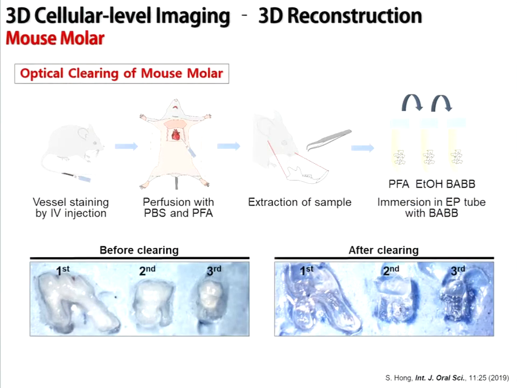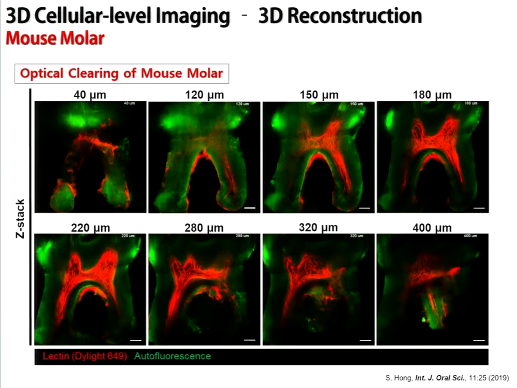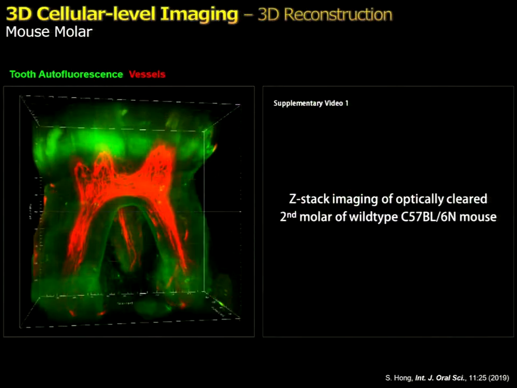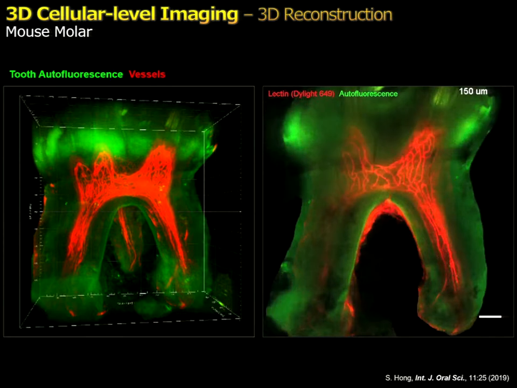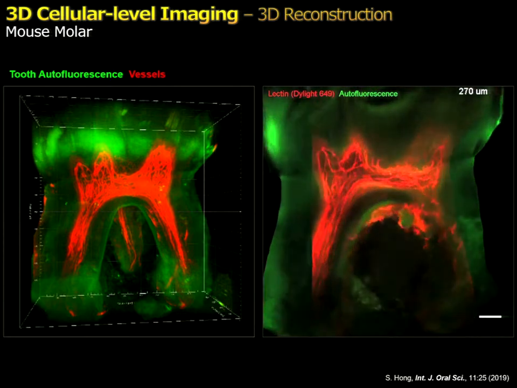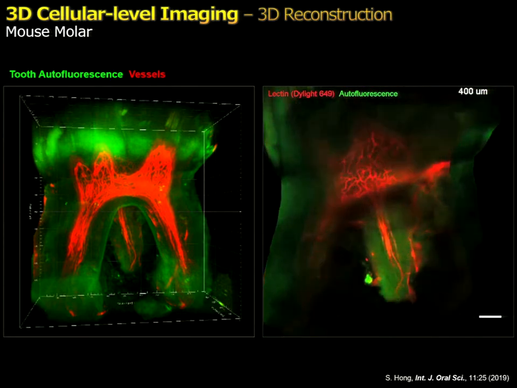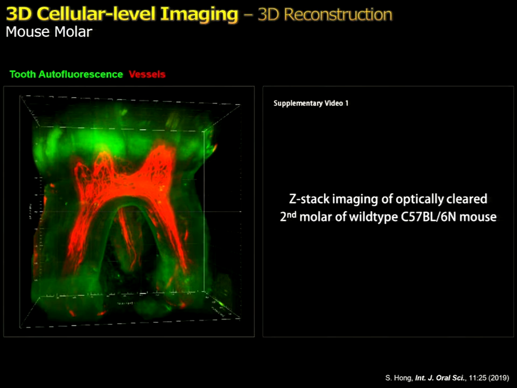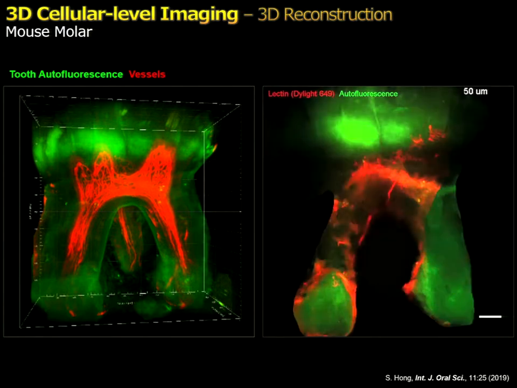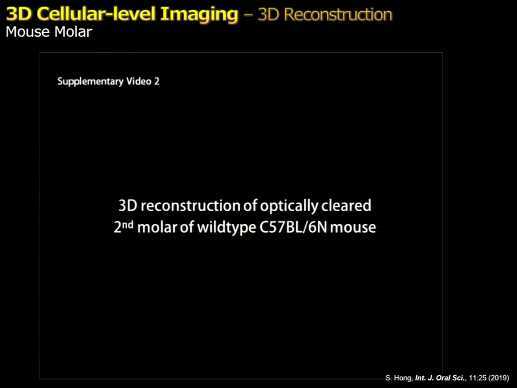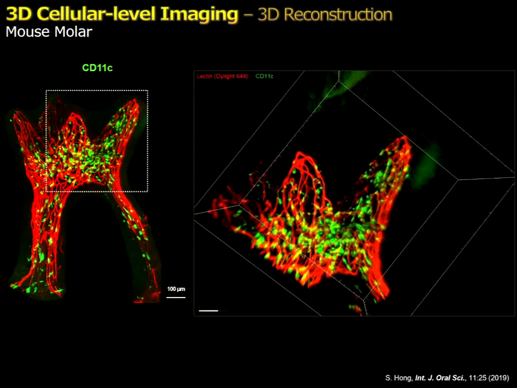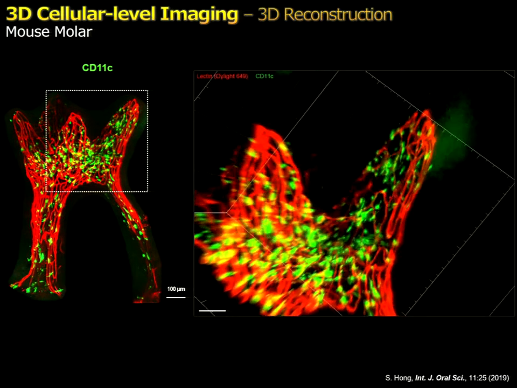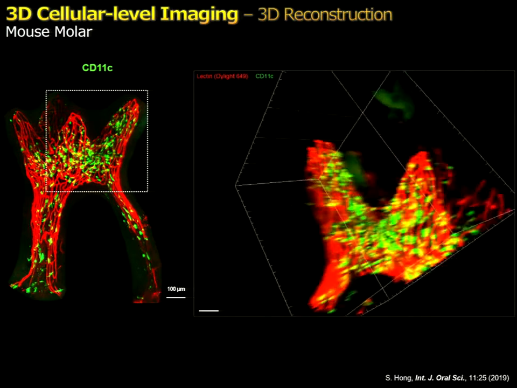So in case of a tooth model, we recently established the clearing technique for the mouse tooth. And by doing that, we can do the 3D visualization of the full mouse tooth. Although it's not in vivo, it's ex vivo conditions, still we effectively cleared the hard tissue of the dentin and enamel. And then by doing that, we can observe the internal cellular level distribution of the cells inside the mouse tooth in the dental pulp.